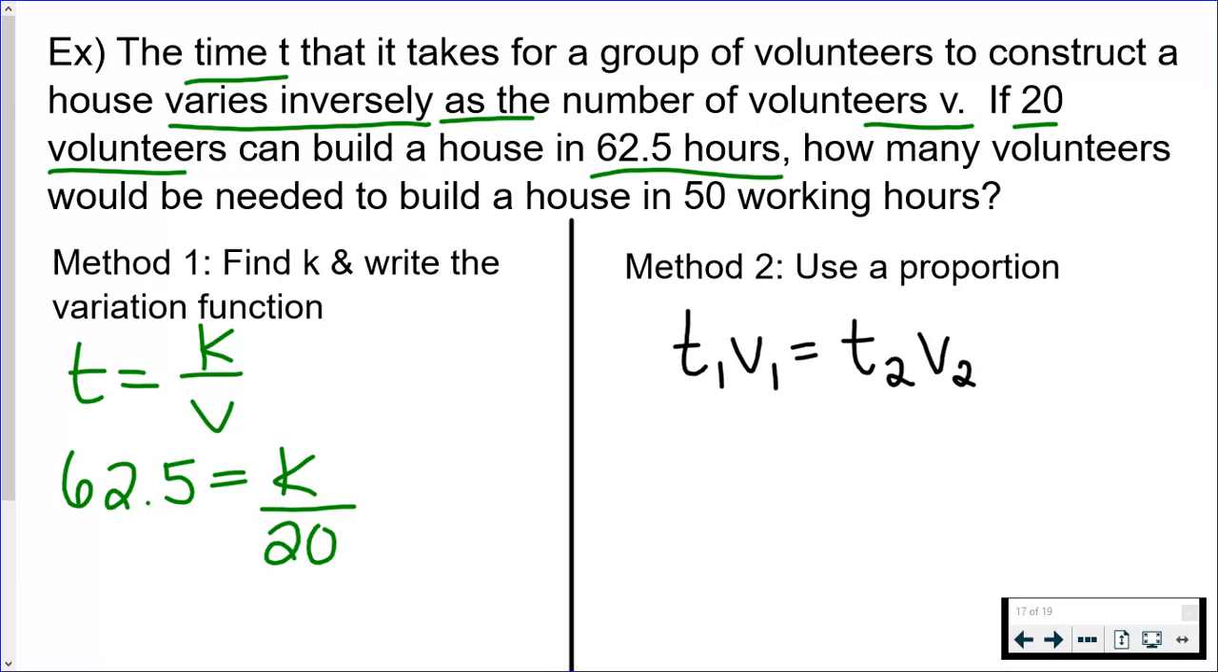So you're plugging in 62.5 for T and 20 for V. The way that you would get K by itself is you would multiply by the denominator, which is 20. Multiplying 20 to the other side, we get 1,250. This is not my final answer. I found the constant K.